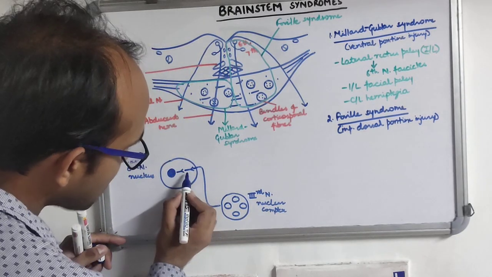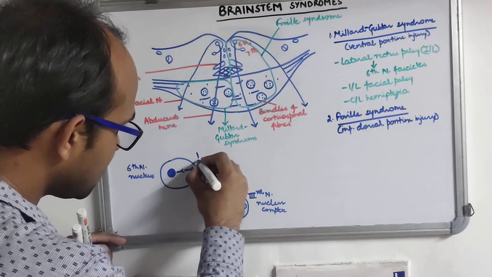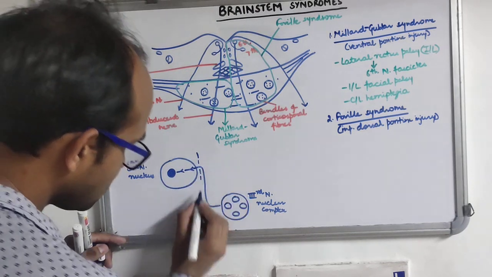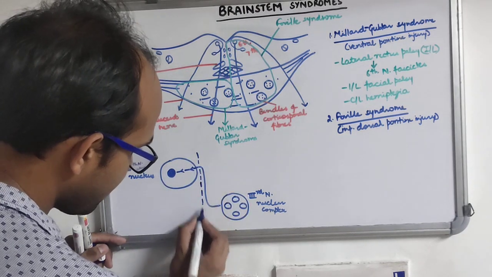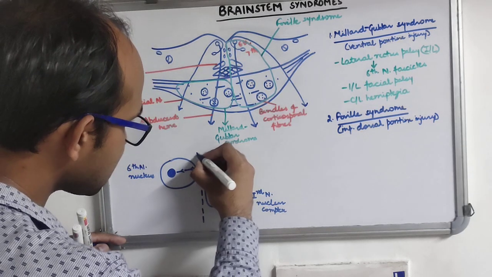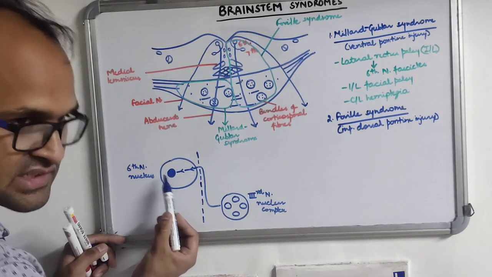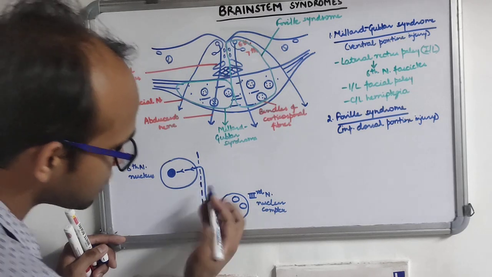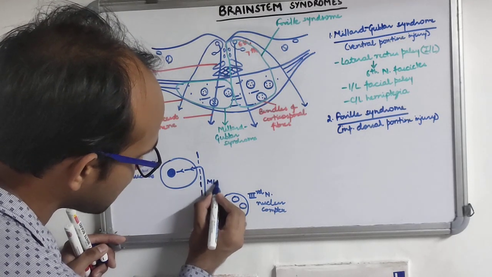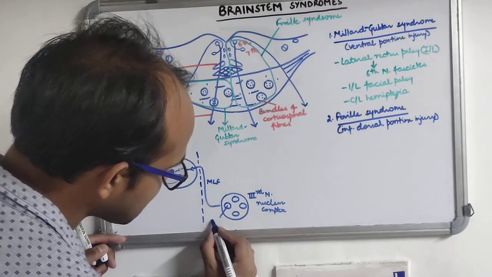Now these interneurons, let me tell you, supposing this is the midline. So the interneurons in the sixth nerve nucleus transfer fibers through the medial longitudinal fasciculus to the medial rectus subnucleus.